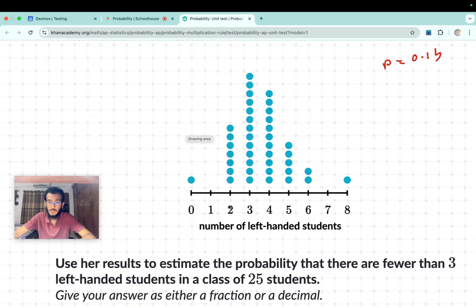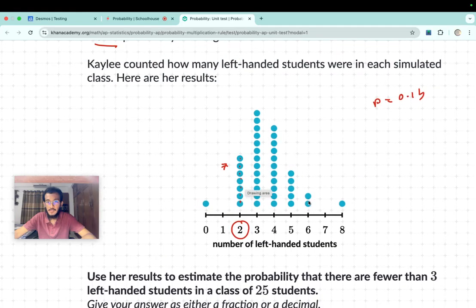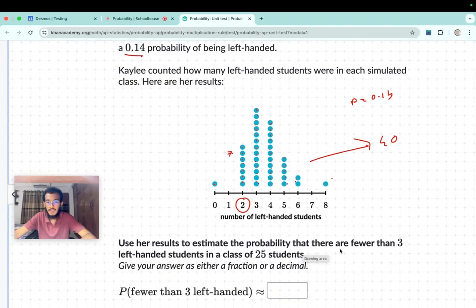Okay, the number of left-handed students in a particular class. So it was 2. We have 1, 2, 3, 4, 5, 6, 7, 8, 9, 10, and so on up to 40 dots. So these dots would add up to 40. Yes, so 40 classes.